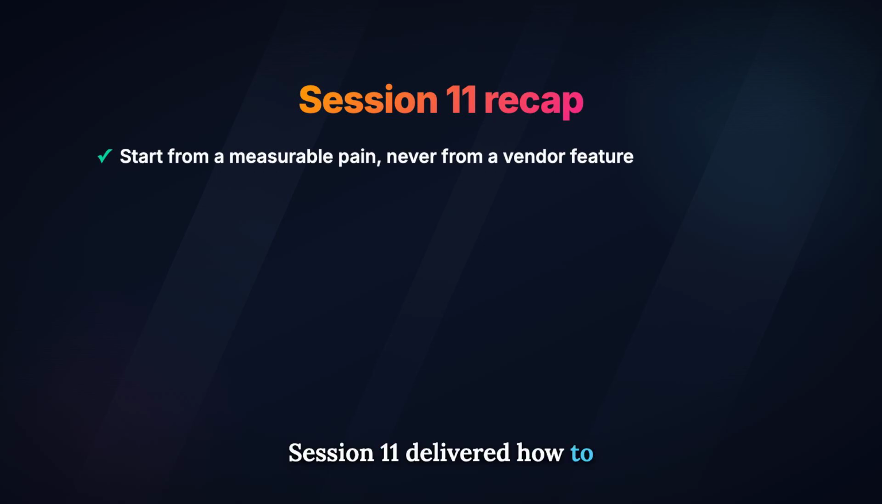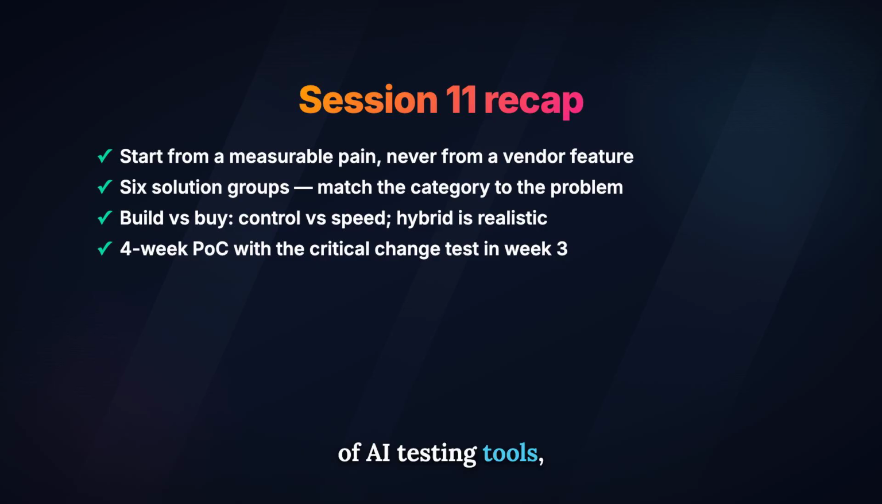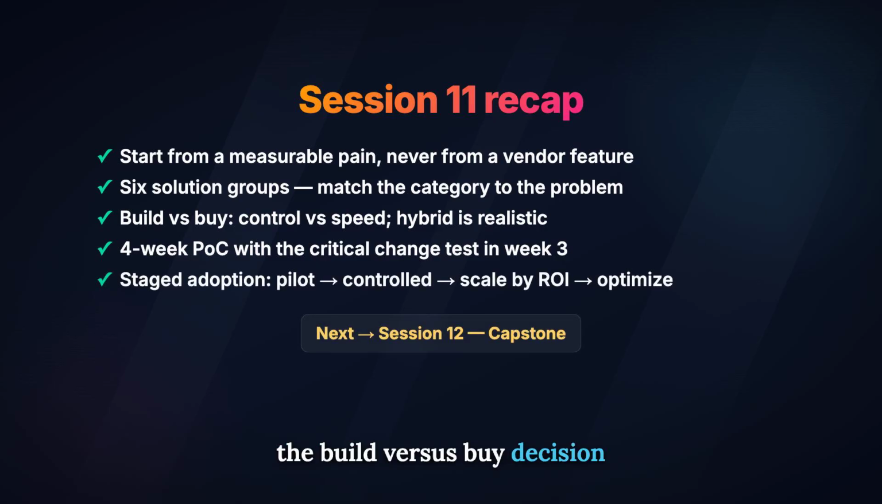Session 11 delivered how to start from a measurable pain point, the 6 categories of AI testing tools, the build versus buy decision with control and lock-in trade-offs, the 4-week proof of concept structure with the critical change test in week 3, the weighted scorecard that prevents demo bias, the honest ROI formula that excludes marketing numbers, and the staged adoption roadmap that gates risk by blast radius.